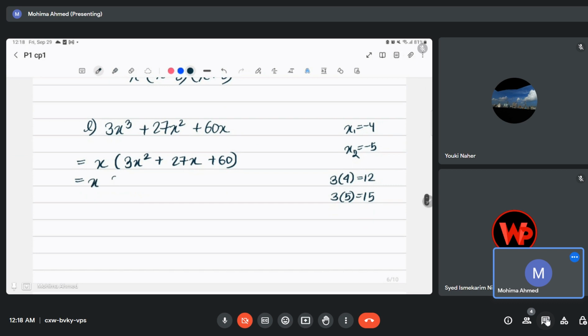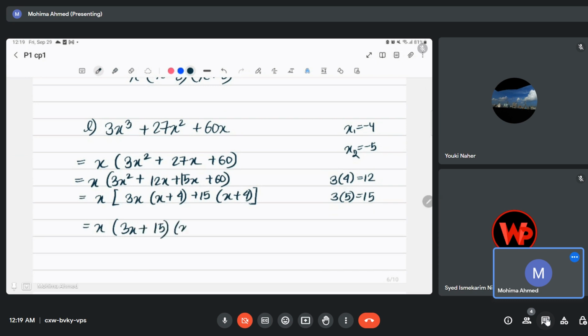So you can write x, then 3x squared, and 12x and 15x plus 60 inside a bracket. Then you start taking common from the first pair. So you have 3x as a common factor, so x plus 4, and plus 15 as a common factor, which is again x plus 4. Lastly, you can write x, 3x plus 15 and x plus 4.